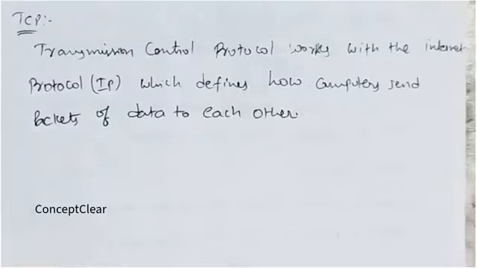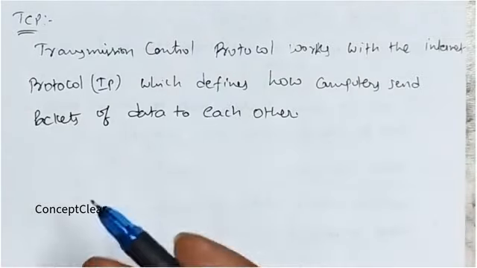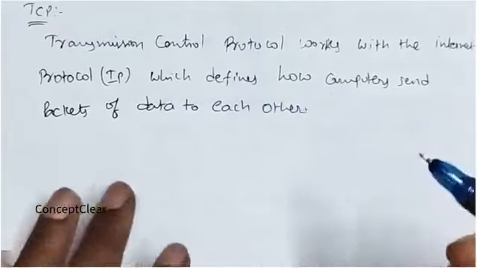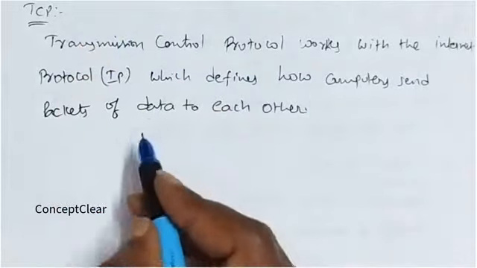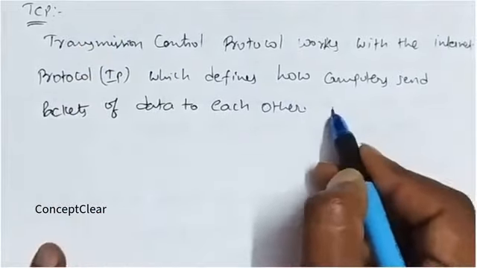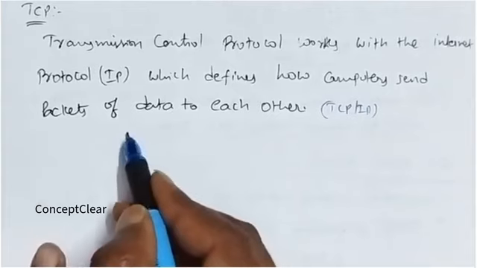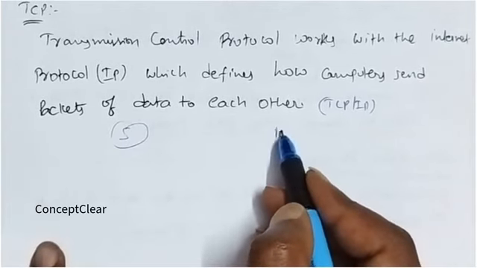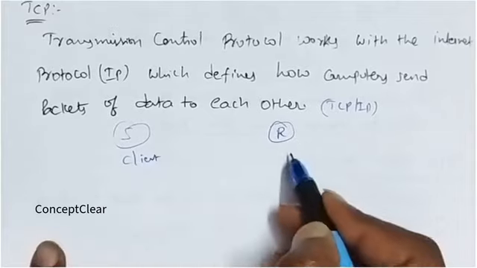Next one is TCP. What is the meaning of TCP? Transmission Control Protocol, which works with Internet Protocol, defines how computers send packets of data to each other. This is the TCP/IP protocol, which defines how data will be sent between sender and receiver, or client and server.